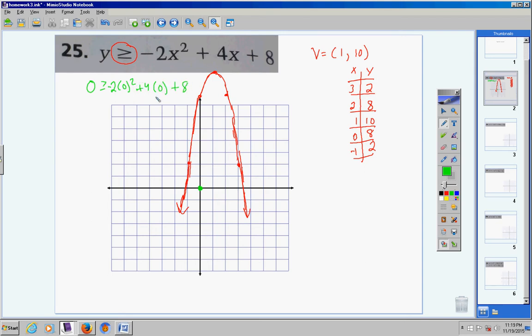Well, guys, come on, look at this. 0 squared is 0 times negative 2 is 0. 4 times 0 is 0. Positive 8. 0 plus 0 plus 8 is 8. So I get out an expression that says 0 is greater than or equal to 8. Well, that's false. That's not true. So if this point inside the parabola is false, then I'm going to want to shade outside the parabola. Okay? So here we go.